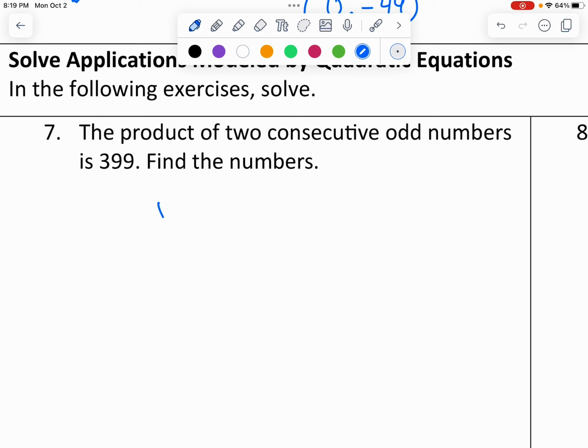How about x? Yeah, a variable for the first unknown. I have a question for you. How far apart are odd numbers? Isn't it 2? Every two. Yeah, right there.